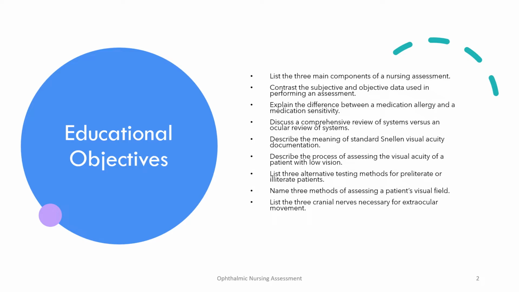Describe the meaning of standard Snellen visual acuity documentation. Describe the process of assessing the visual acuity of a patient with low vision. List three alternative testing methods for pre-literate or illiterate patients. Name three methods of assessing a patient's visual field, and list the three cranial nerves necessary for extraocular movement.